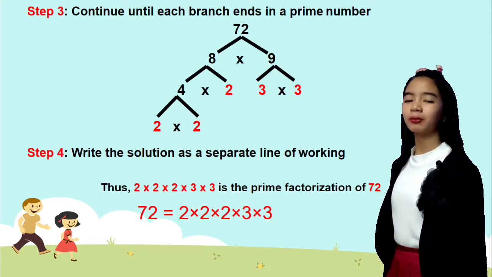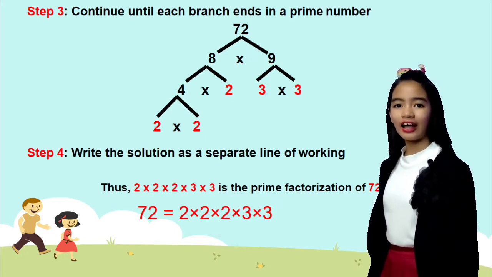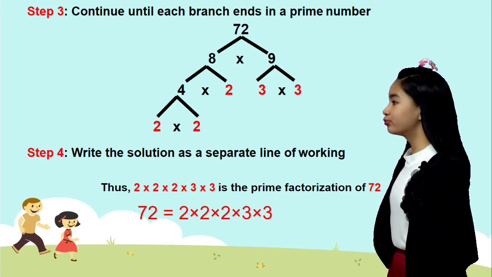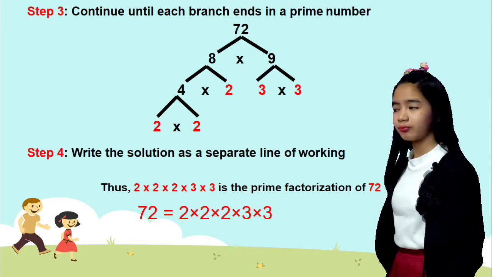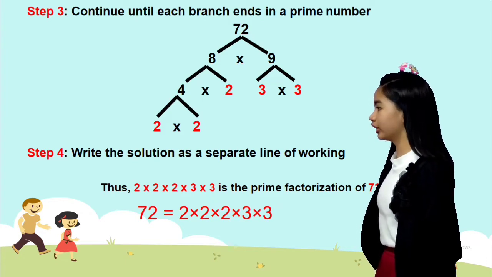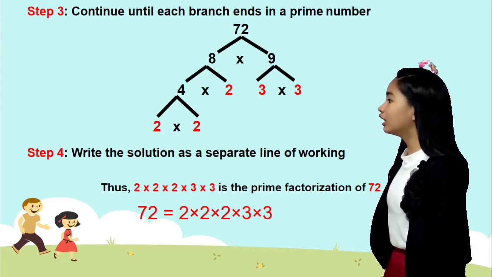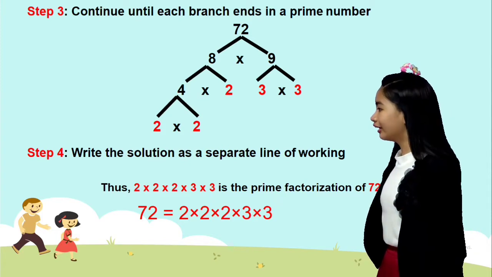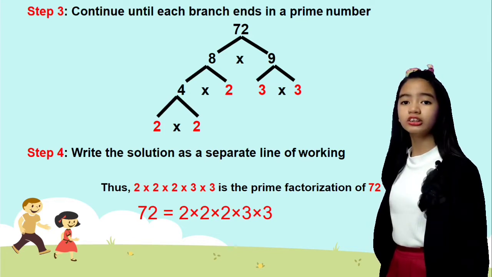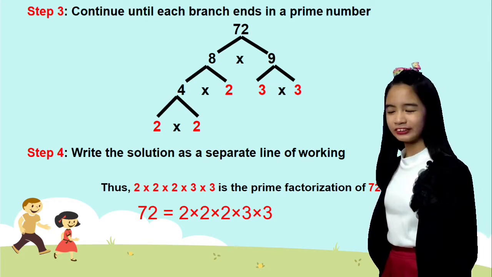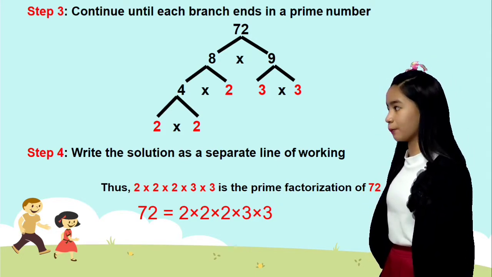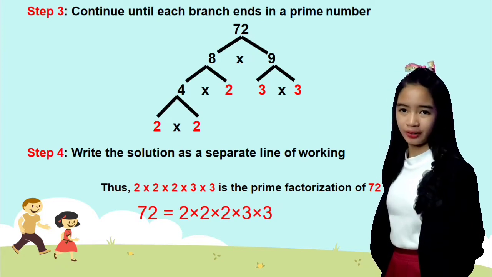Next, continue the procedure until each branch ends with a prime number. Factors of 8 are 4 and 2. Factors of 9 are 3 and 3. And 4 is still a composite number. Remember, if the numbers are not primes, then we should continue to split them into factors until there is a prime number at the end of each branch. So, factors of 4 are 2 and 2. We highlighted the numbers 2 and 3 as they are prime numbers, so the branches will stop here.